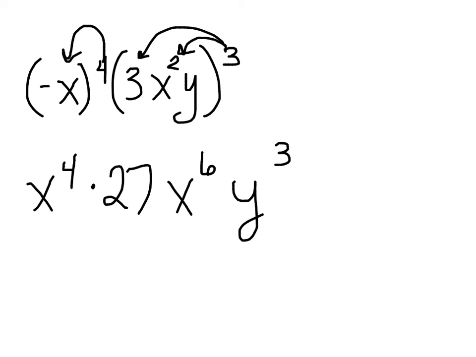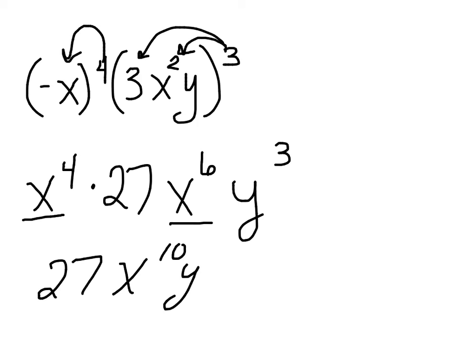Then, to simplify, combine like terms. Are there any like letters in there? If I have x to the fourth here and x to the sixth there, how many x's do I have? If I have 4 in the front and 6 in the back, how many do I have total? 10. So 27, x to the 10th, y to the third.